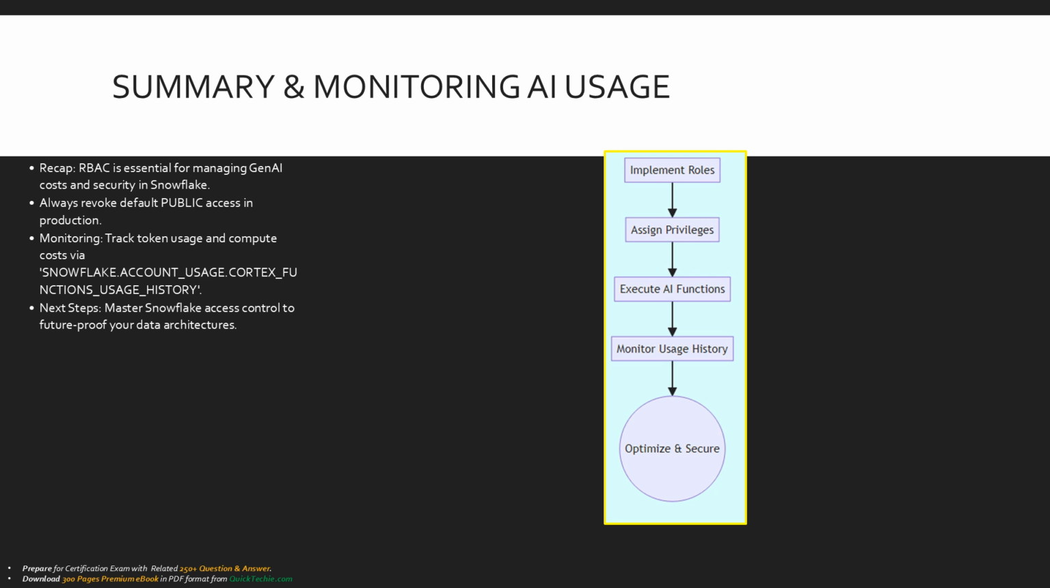This final cycle represents your ongoing AI governance loop. You implement your roles, assign specific privileges, and execute your AI workloads safely. Crucially, you then monitor that usage history, using those insights to continuously optimize and secure your environment.